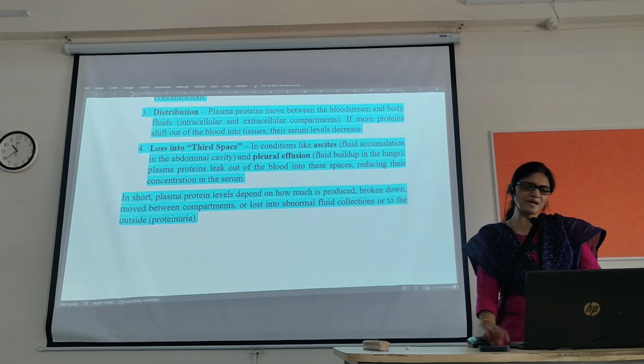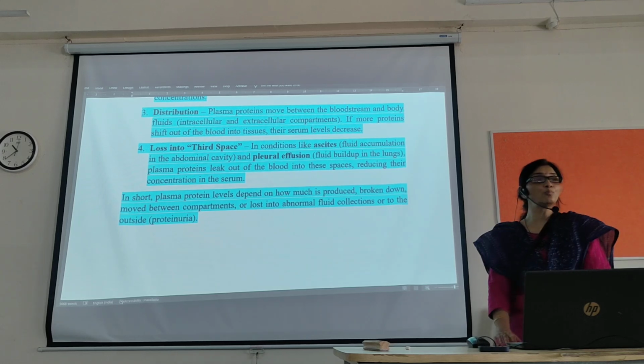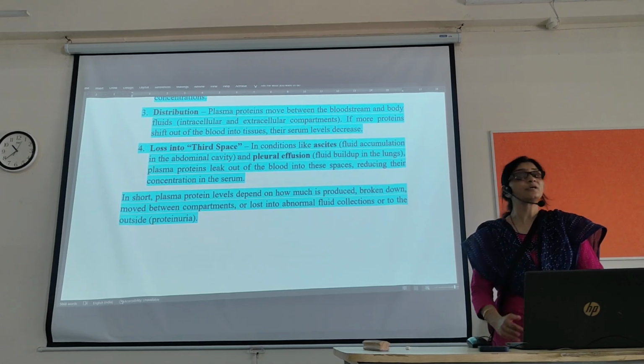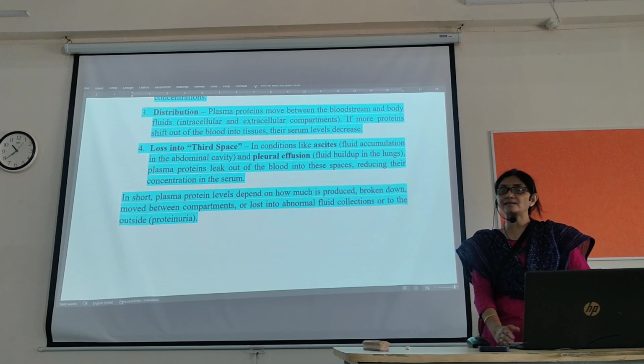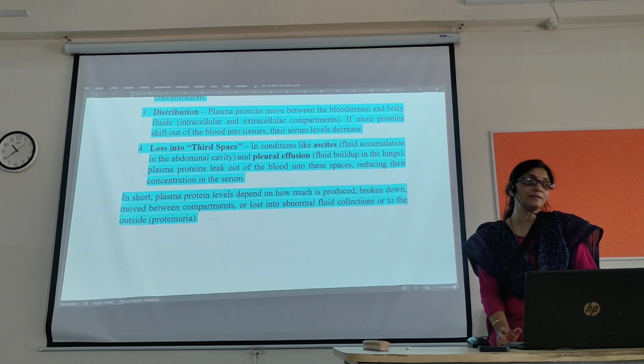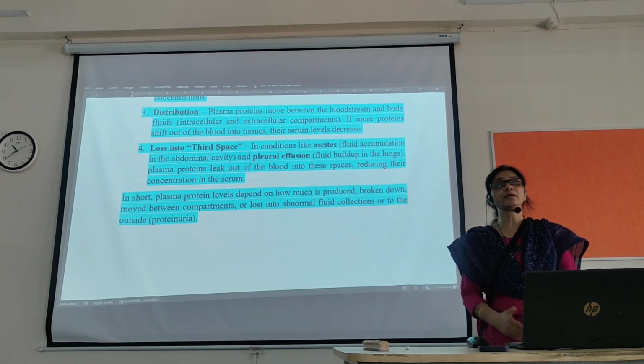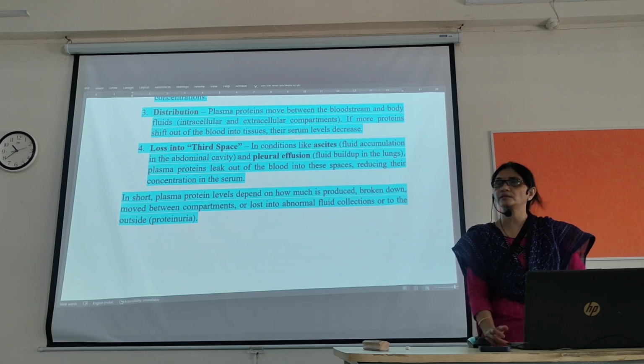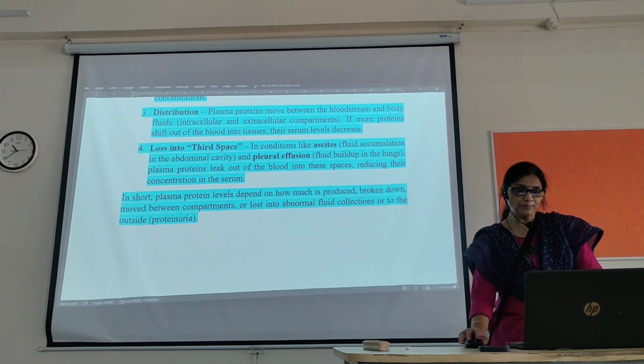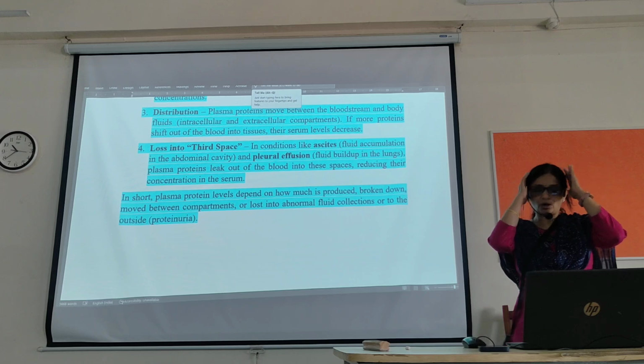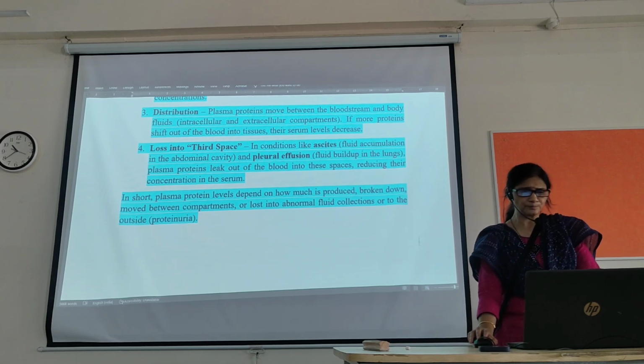So in short, this plasma protein level depends on how much it is produced. Okay. किती प्रमाणात ते तयार झाले, किती प्रमाणात ते ब्रेकडाऊन होतात आणि कशा प्रकारे कुठे कुठे कशामध्ये ते मूव्ह होतात. It depends on these factors or conditions. Okay.